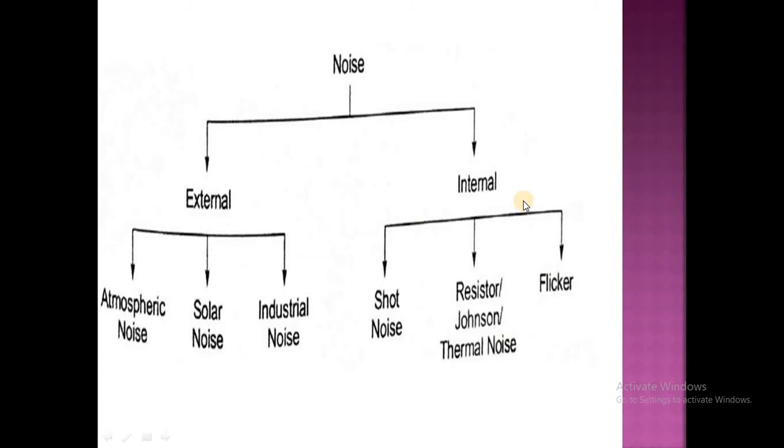Let us see the tree diagram. Noise is mainly divided into external noise and internal noise. External noise includes atmospheric noise, solar noise and industrial noise. This noise is generated externally. This noise is generated within the system only. The internal noise classification is shot noise, resistor noise, Johnson noise and thermal noise. It is caused in the resistor only. And the next one is flicker noise. All these are the noise classification or taxonomy of noise. Noise is mainly classified into external as well as internal noise.